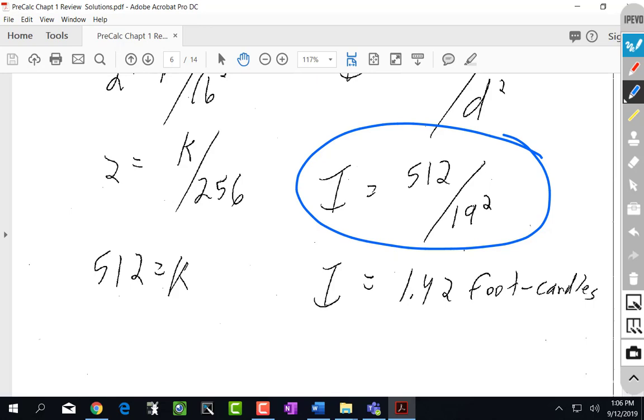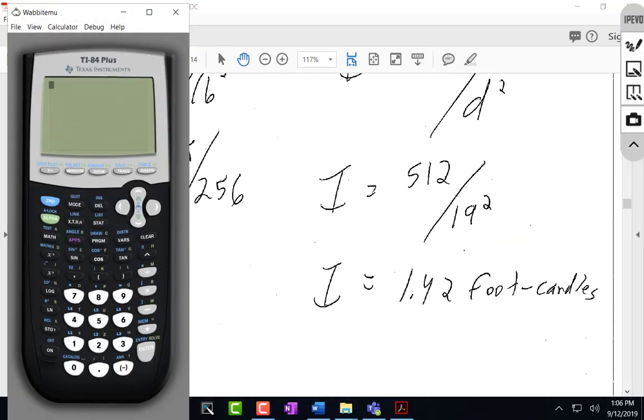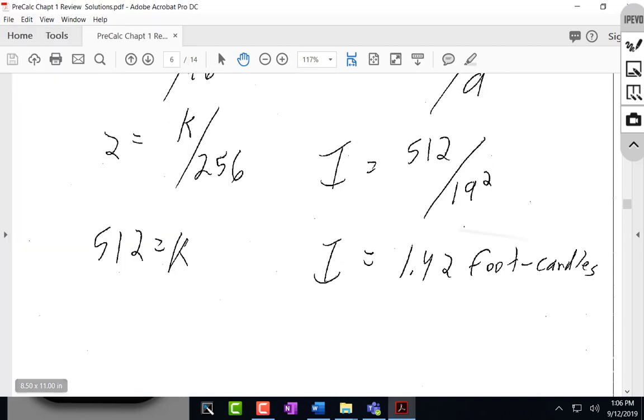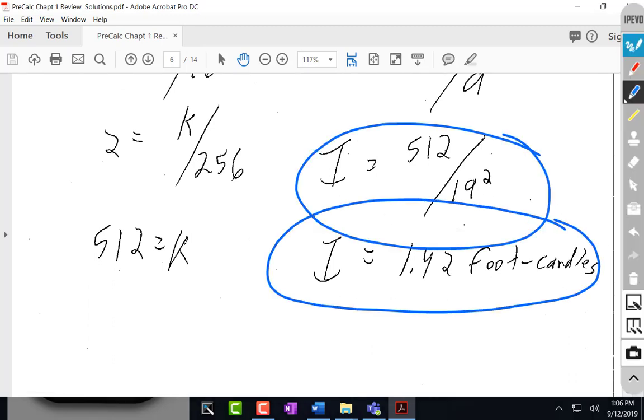Putting this in my calculator, I'm just going to take 512 and divide that by 19 squared. That comes out to be 1.418. So I just go ahead and round that off to 1.42 foot candles.